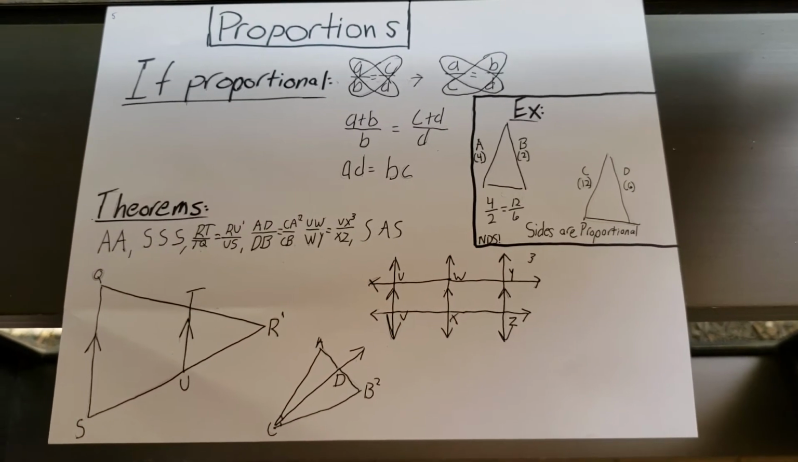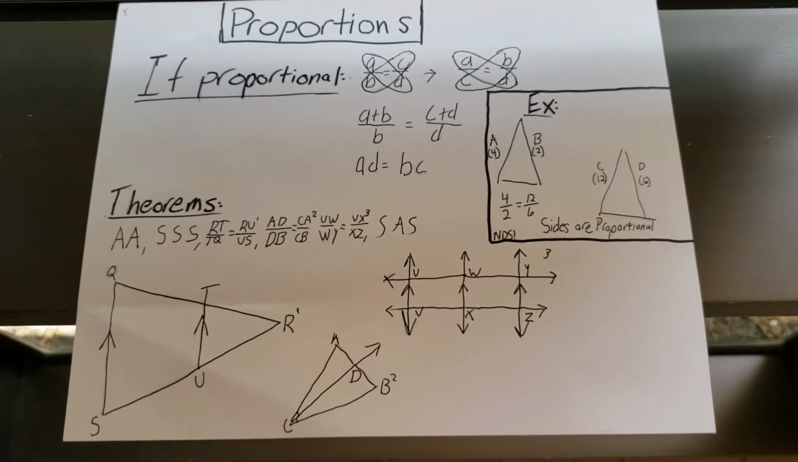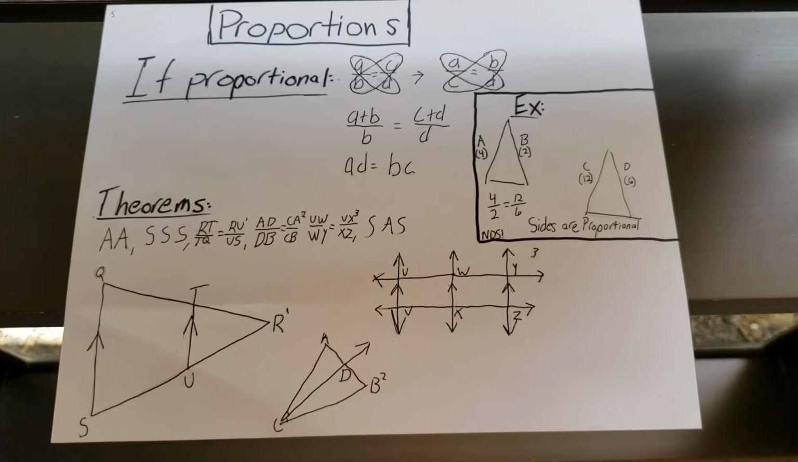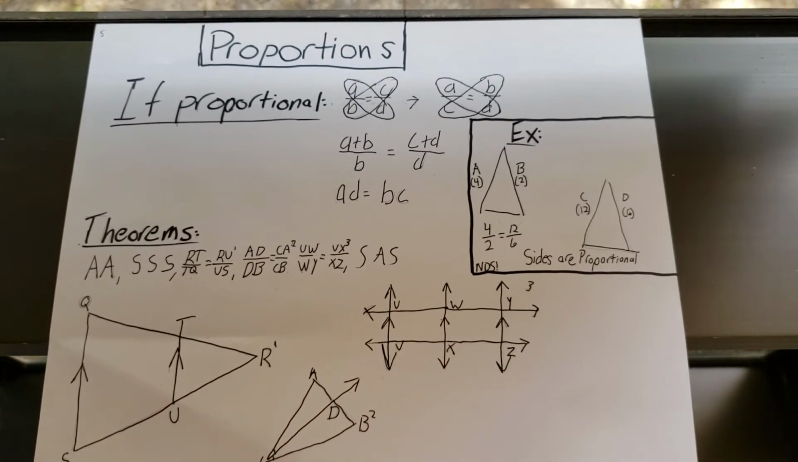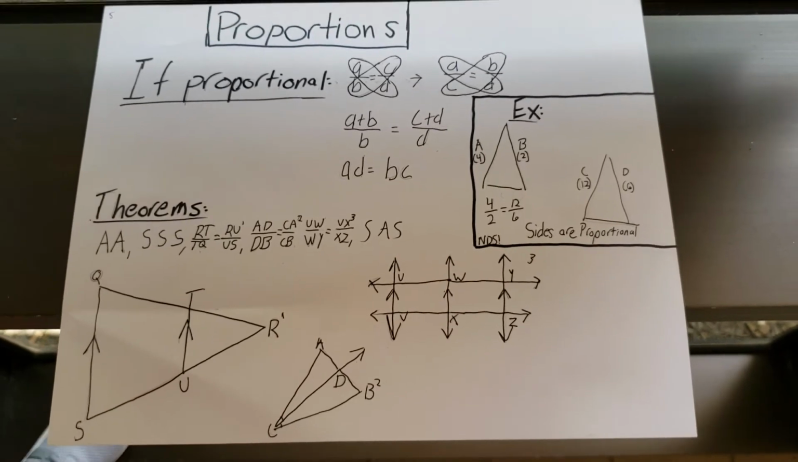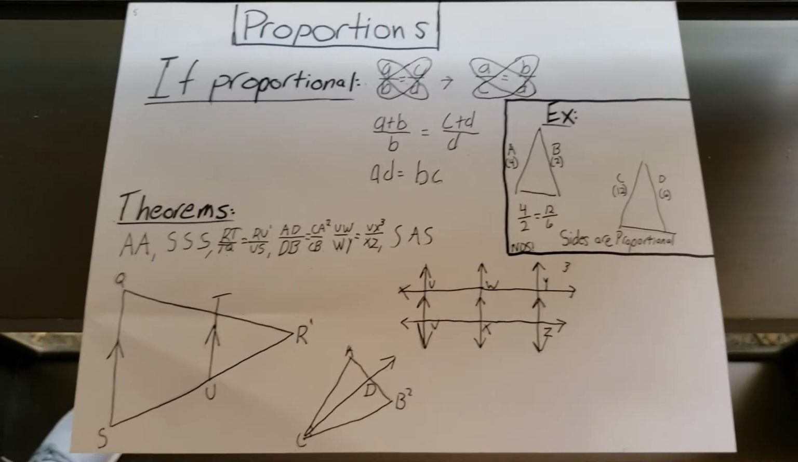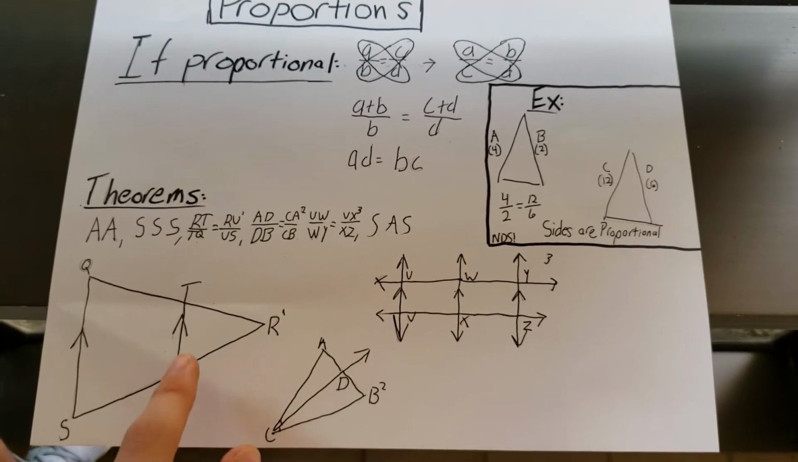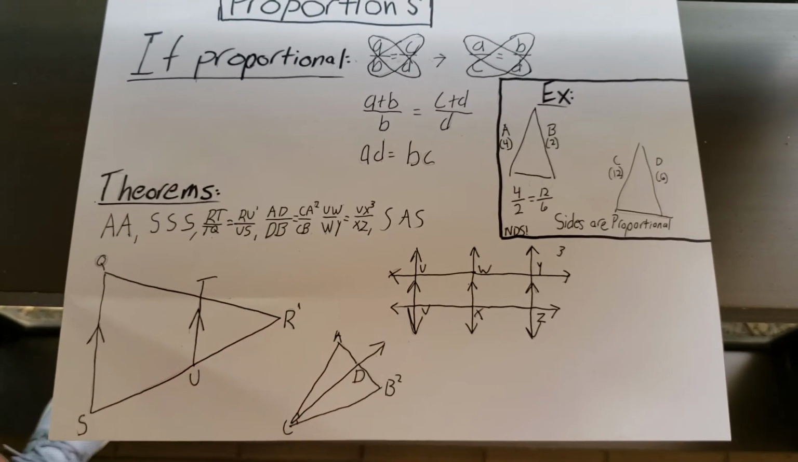And finally, side-angle-side. If we know the two sides of the triangle are proportional and the angle is the same, we can come to the conclusion that they're proportional. However, bear in mind, in side-angle-side, the angle we're looking at is the included angle, meaning that the angle is between two lines, such as angle TRQ in this example.